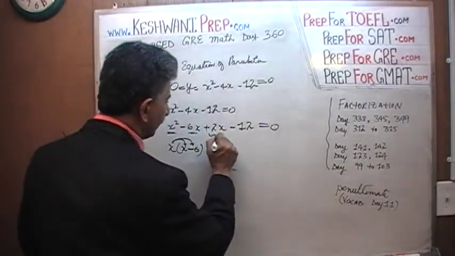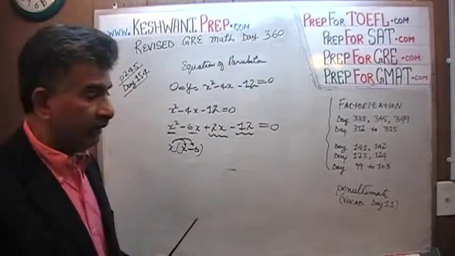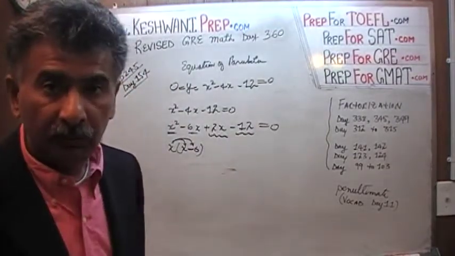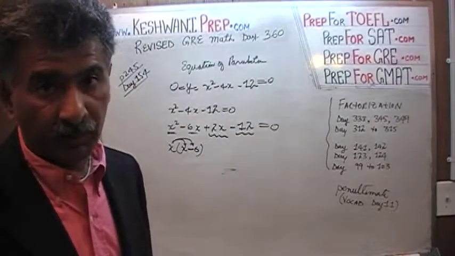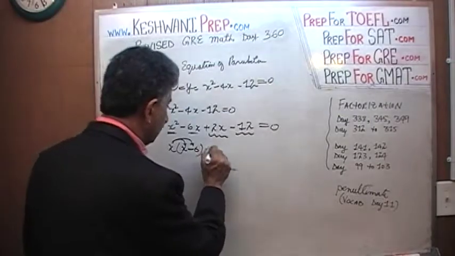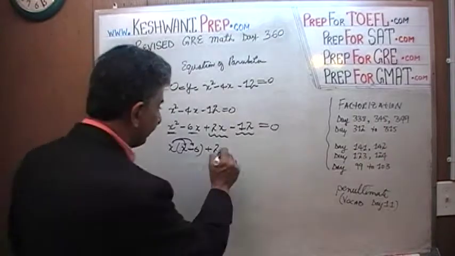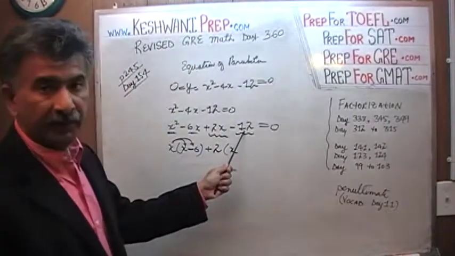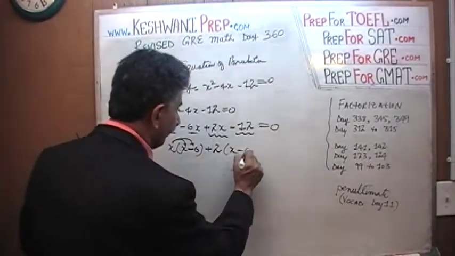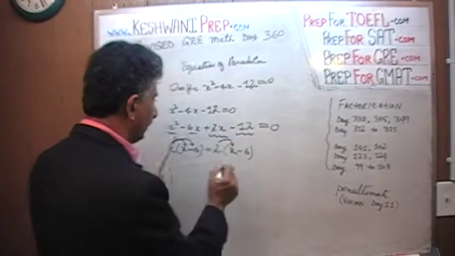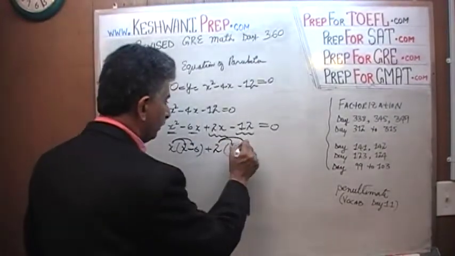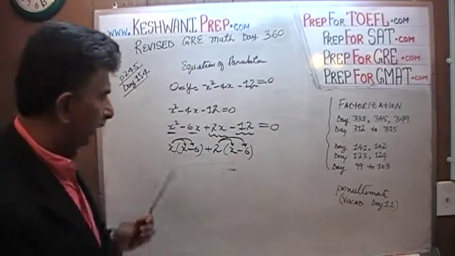Now we look at these two terms. Do you find anything common between 2x and -12? The common factor between 2 and -12 is 2. Once we take out the 2, what are we left with from this term here? We are left with x. And what are we left with from here? We are left with -6. Again, you see, 2 times x is going to give us 2x, and 2 times -6 is going to give us -12. And this has to equal 0.